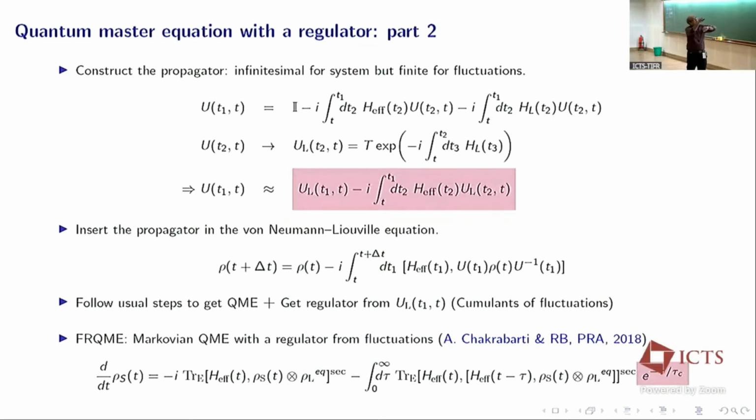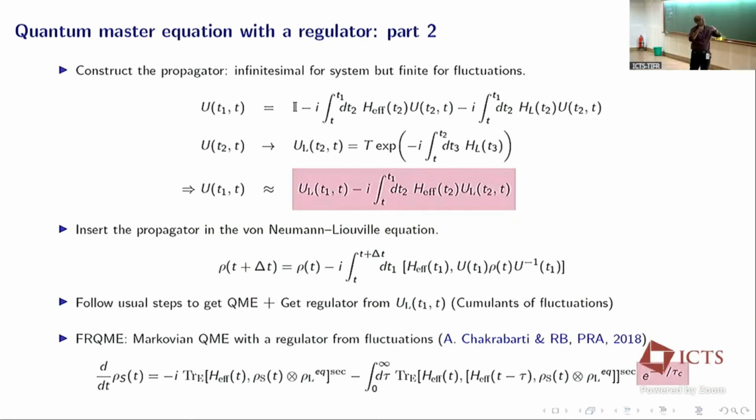So this U can be replaced by U_L. U_L is the full propagator due to the fluctuations alone. So when we club them up, the final propagator looks like U_L going from t to t1, and then an integral from t to t1, H effective at t2, and U_L from t to t1. This propagator, we plug it in the coarse-grain derivation. So we take the von Neumann-Liouville equation, integrate it from t to t plus delta t, and plug in this propagator.